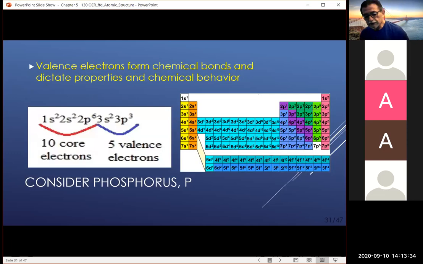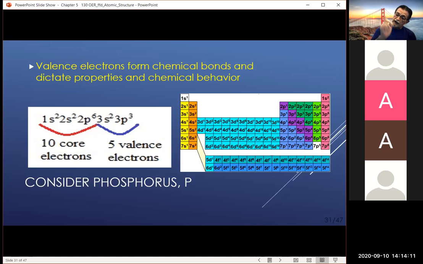Okay. So we have phosphorus here as an example, and there's the electron configuration for phosphorus: 1s2, 2s2, 2p6. Phosphorus is in the 3rd energy level. As we go across the periodic table, we fill up the 3s2, and then we fill up 3p3. Phosphorus is in group 5A, numeral 5A, so it has 5 valence electrons, which are denoted here by the purple color. Those are the 5 valence electrons.